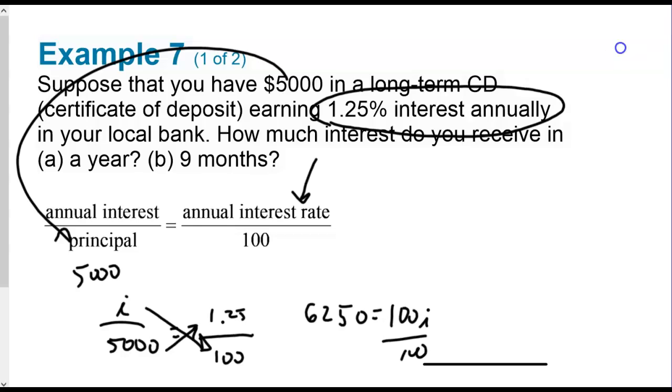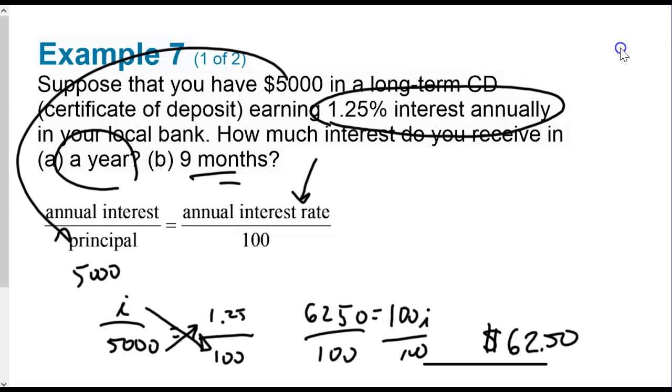Divide that off, or basically just take the 62.50 and move the decimal over 2 places, and the annual interest at 1.25% for $5,000 is $62.50. Now that was for a year. So now what if it is only for 9 months?